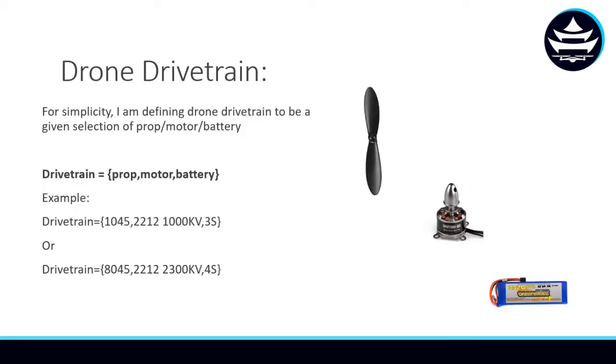Now, for simplicity, I'm going to define the drone drivetrain as a particular prop, motor, and battery combination. So anytime I refer to drivetrain, I'm just referring to some combination of props, motors, and batteries. That's just because saying prop, motor, battery combination is a lot of syllables, and I don't want to use all those syllables, you know?